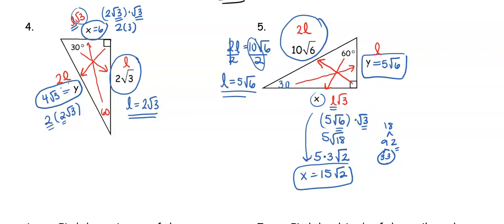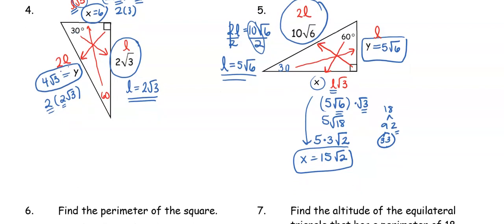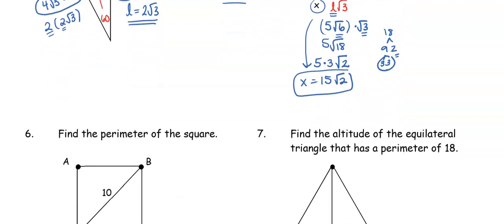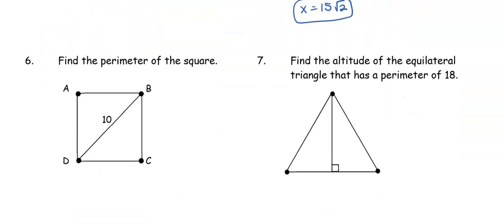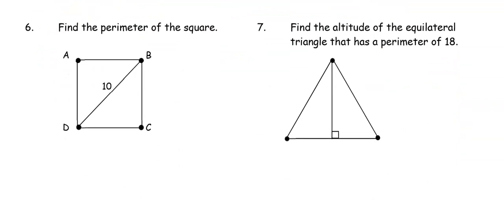All right, so same pattern. Step 1, label the pattern. Step 2, fill in your missing pieces once you know what L is. Remember, our special rights are all based on these applications of a square and an equilateral triangle. So in this one, if I want to find the perimeter of the square, remember the perimeter is all four sides added up. I'm just given the diagonal.